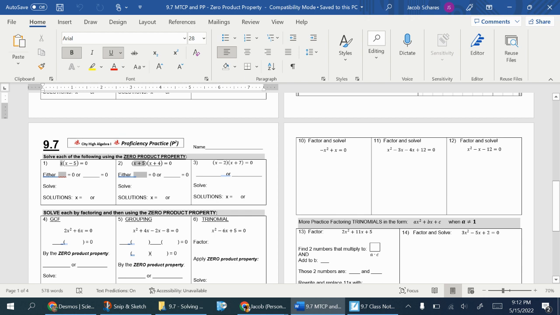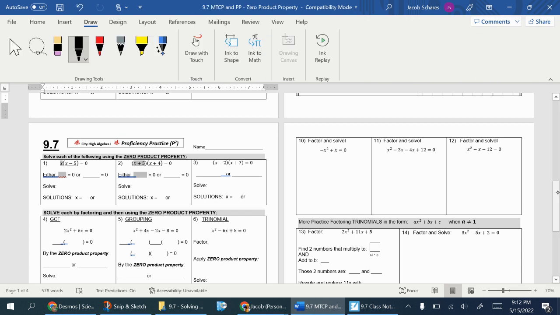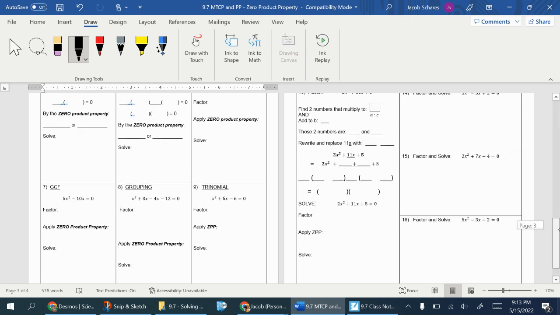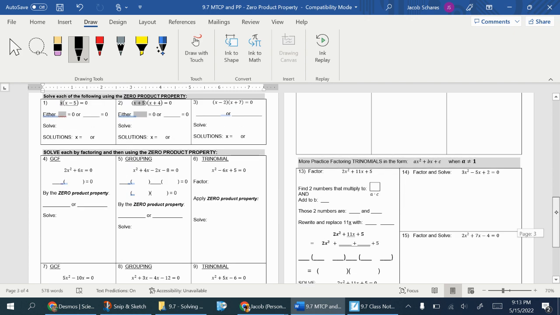And then we've got just some factor and solves. So you don't need to do any of the graphing on these. You just need to go through, factor them, use that zero product property, and you're going to find 2 solutions. And then down here, you've got one where you've got to go all the way through with the 2x in front, and then a few more practice problems.